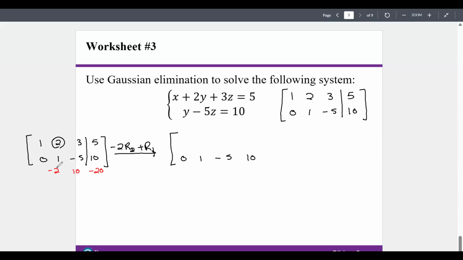It's just our top one. So 0 plus 1 is 1. -2 plus 2 is 0. 10 plus 3 is 13. And -20 plus 5 is -15.